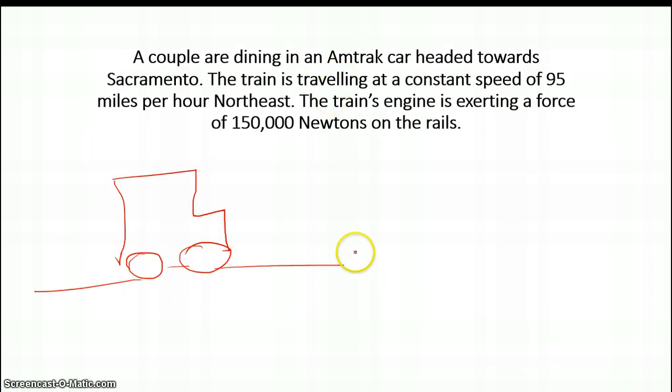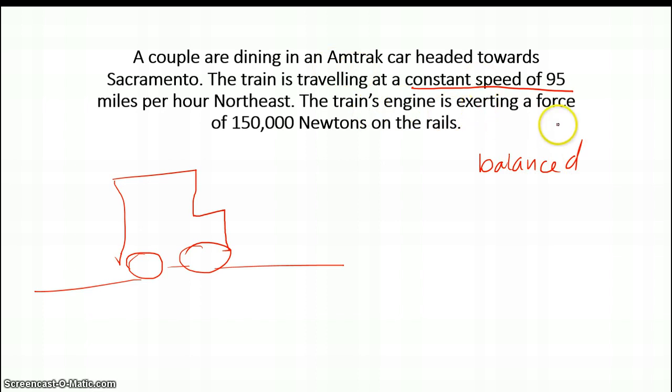Okay, so let's move on to the next problem. In the next problem, you have a couple dining in an Amtrak car heading towards Sacramento. The car is again traveling at a constant speed of 95 miles per hour. So constant speed means that you need a balanced force diagram. So that's something we know.